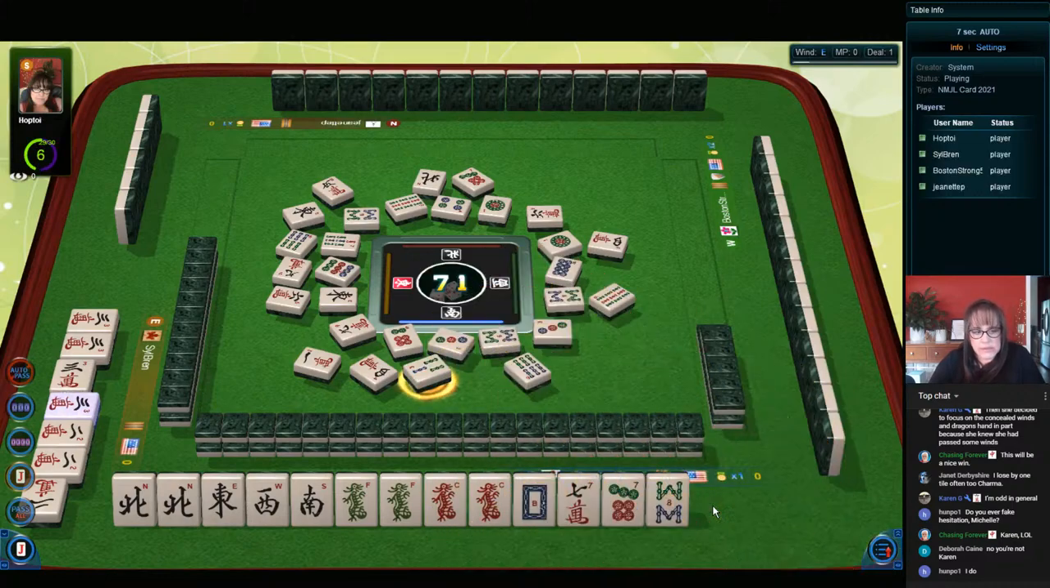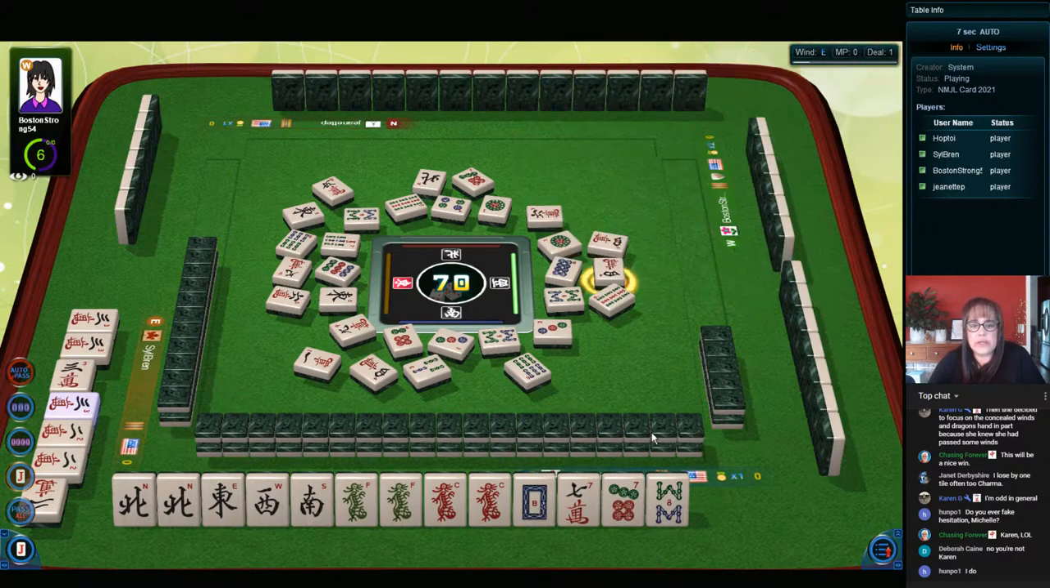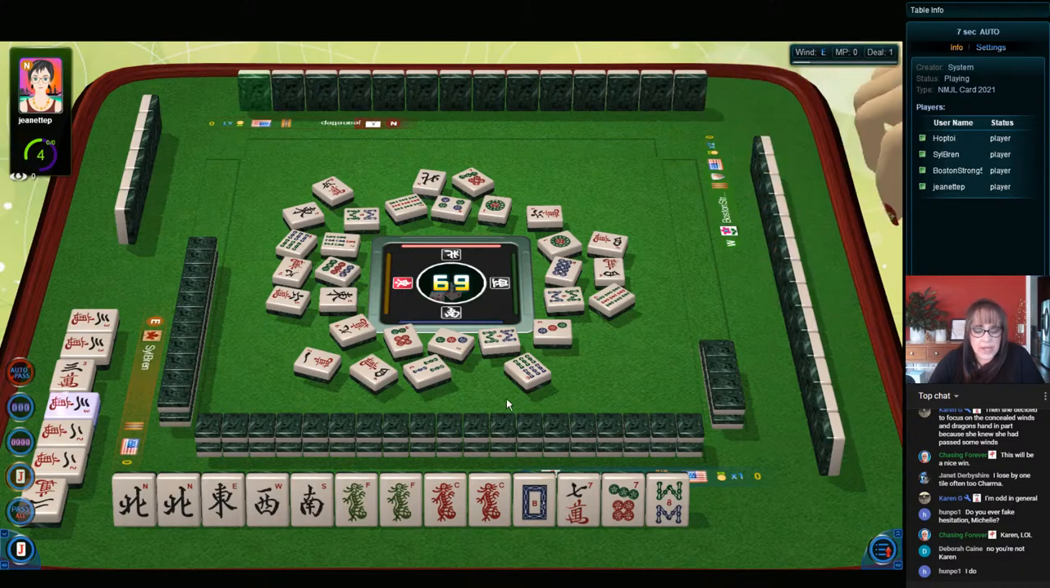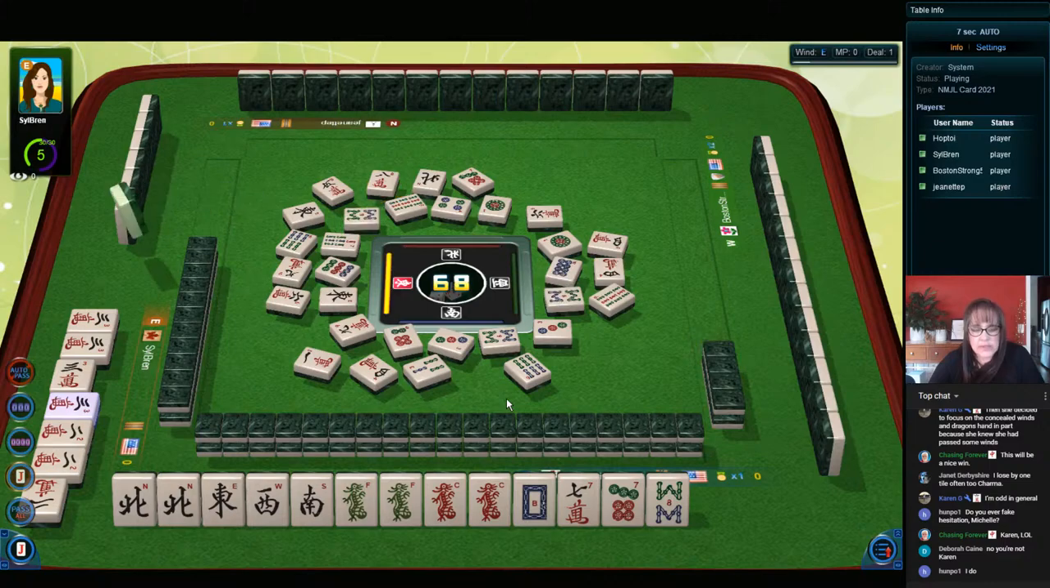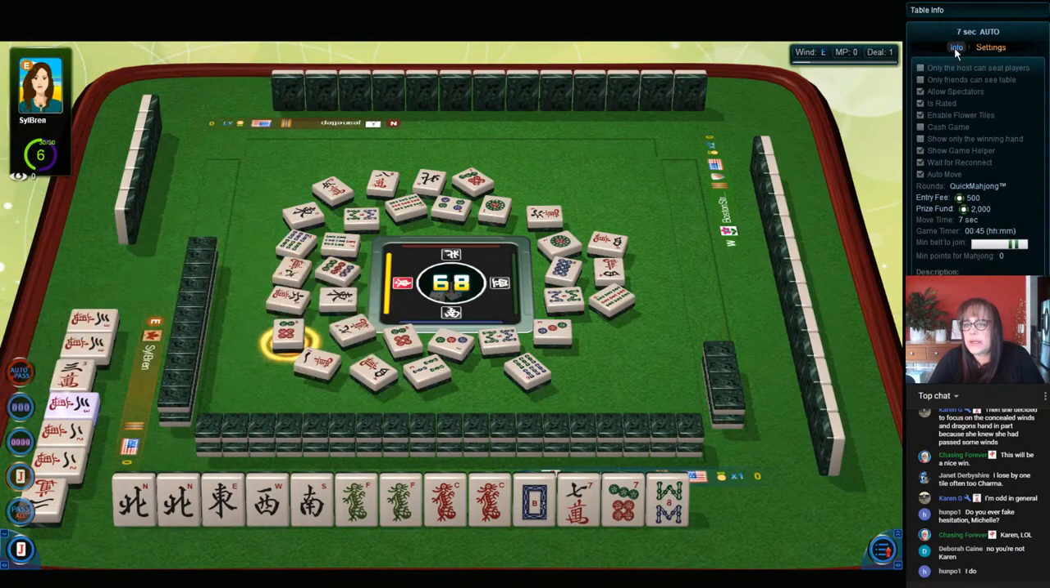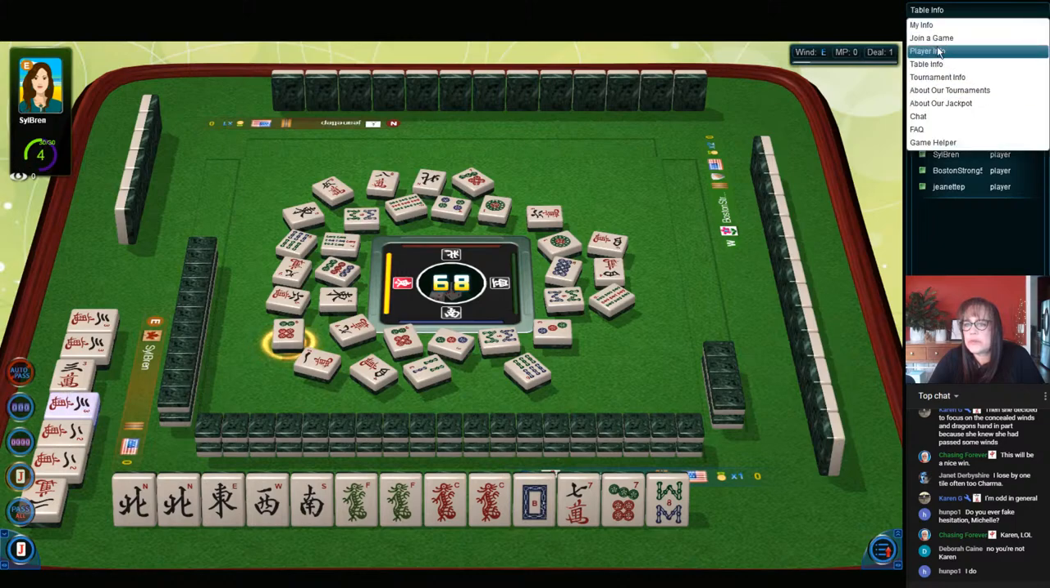Three bamboos. Let's see, two, three. They could even be playing the second hand under consecutive run. So one, two, four under consecutive run, characters over here. But their fours are down. I wonder if they're playing two, three, four, five, eight and two suits. So let's see if we can get the game helper back. Info table.